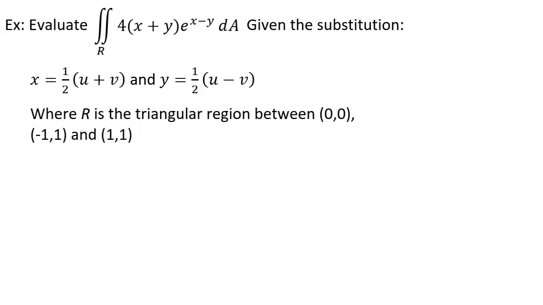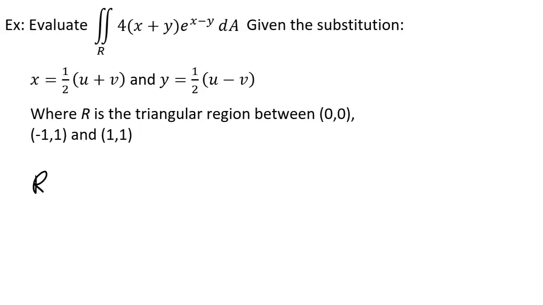Okay, in this example, we're given an integral, so the integral over R of 4 times (x plus y), all times e to the (x minus y). We're integrating that with respect to area. And then we're given a substitution in this case. So we're given a suggestion of the substitution: x is 1/2 u plus v, y is 1/2 u minus v, and then R is the triangular region between (0, 0), (-1, 1), and (1, 1).